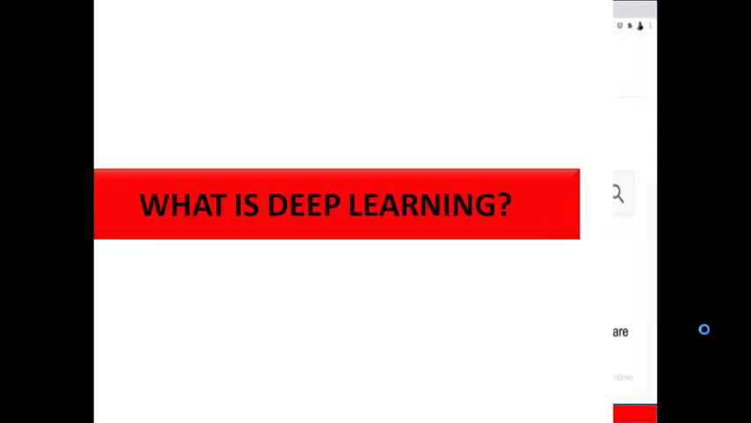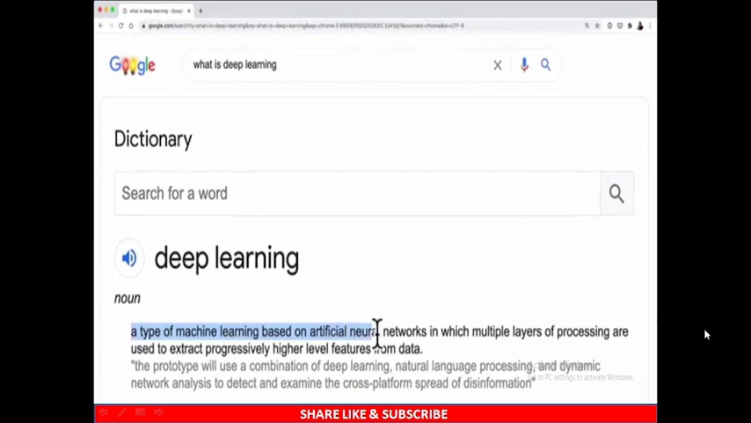What is deep learning? The very important thing, if you are searching on the internet, on Google, definitely you'll get some idea, some insight. So from that you can get some knowledge. Here, deep learning is a type of machine learning based on artificial neural networks in which multiple layers of processing are used to extract progressively higher level features from data. So from that, what we can see is that deep learning has multiple layers which are used to process the data and produce some results.